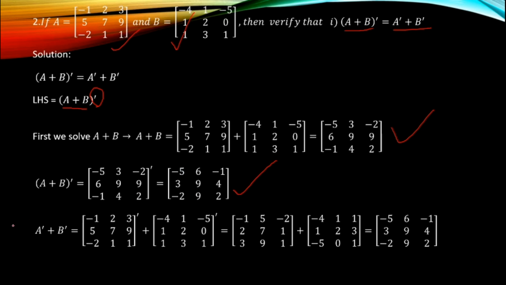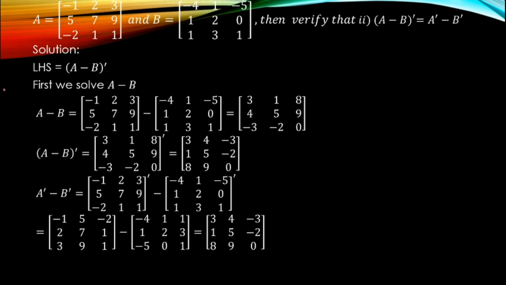Now we'll find RHS. What is RHS? A dash plus B dash. So here we have A dash plus B dash. This is the transpose of A and this is the transpose of B. So the sum of A transpose and B transpose, we got this. So this is equal to what? LHS. So can we say our property is verified? Yes.